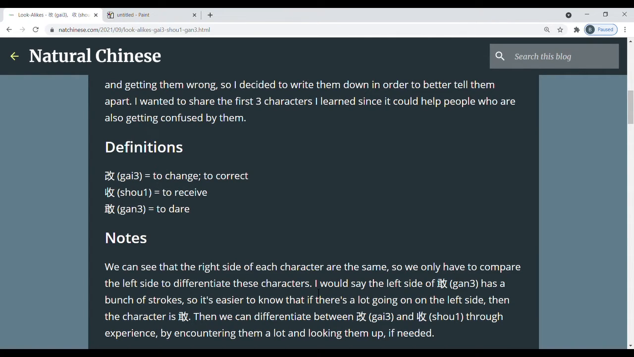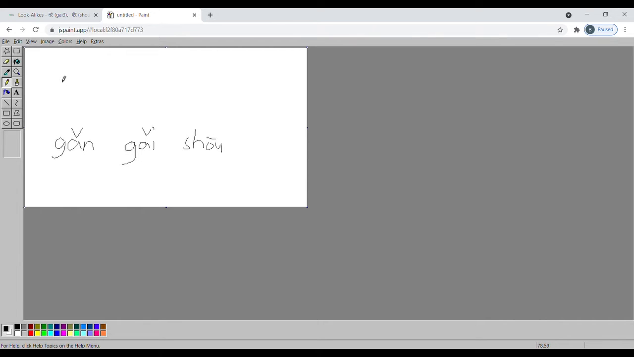I would start by saying gan, which means to dare, is probably the easiest to identify since there are a lot more strokes on the left side. So I'm going to go into Paint here and just write it out. The left side has a lot of strokes here. I'm hoping that makes it easier to identify gan, to dare.